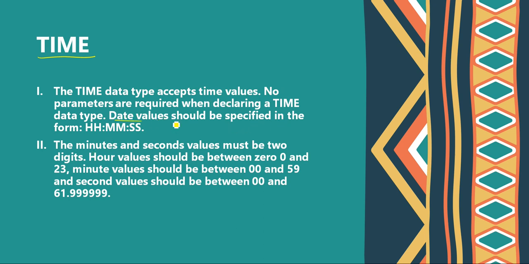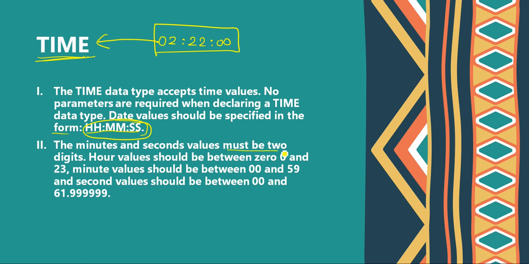Date value should be specified in the form of hour, minute, second. So this is the format which is going to be accepted by this time data type. We need to have hour and minute and, let's say, seconds. So we can pass 00 if we do not have any seconds value. So this is the format in which time is going to be accepted.